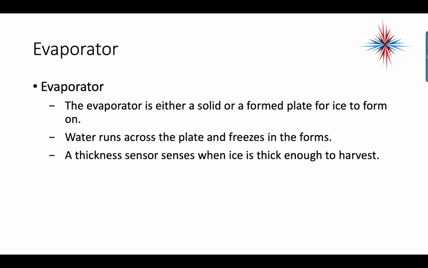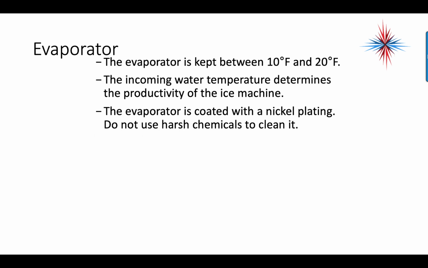The evaporator is a little bit different than what we see in regular refrigeration. The evaporator is a solid or formed plate for ice to form on. Water runs across the plate from top to bottom by gravity and freezes in the forms. A thickness sensor senses when the ice is thick enough to harvest. The evaporator is usually kept in between 10 and 20 degrees Fahrenheit.